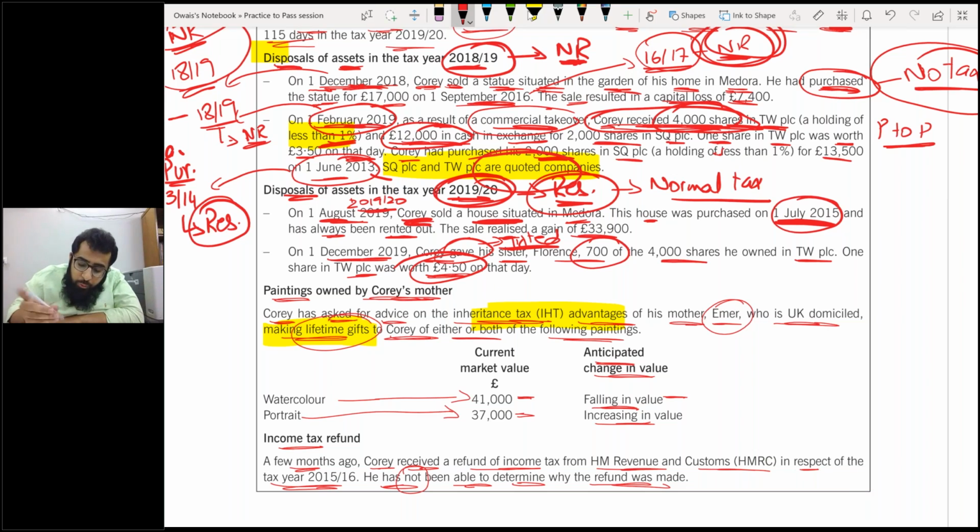Here you are gifting quoted company shares. TWPLC is a quoted company and your holding is less than 1%. Now this means no gift relief.